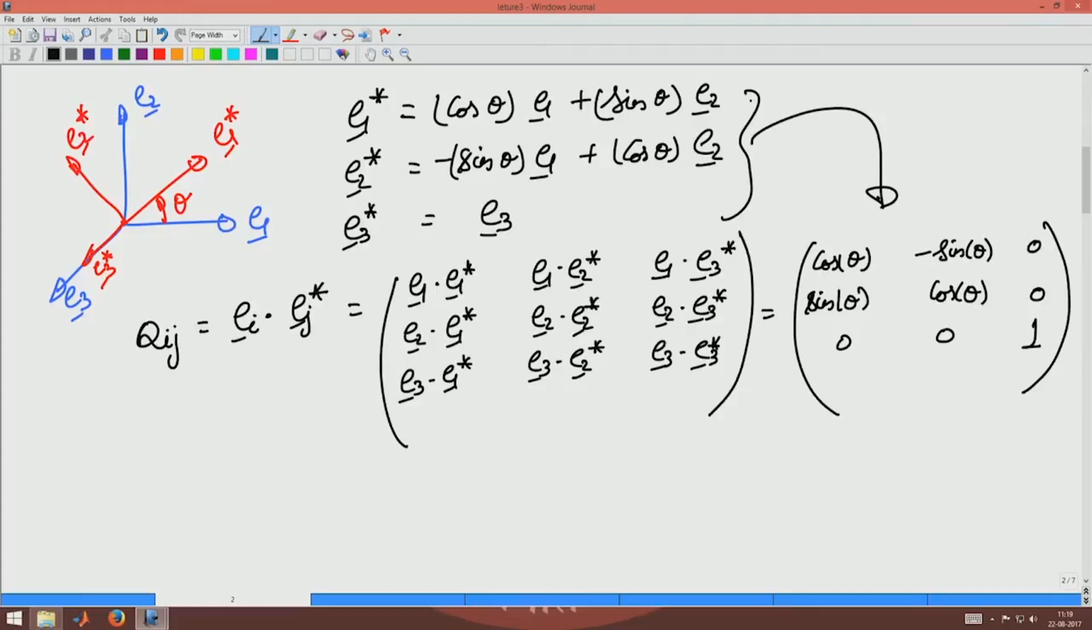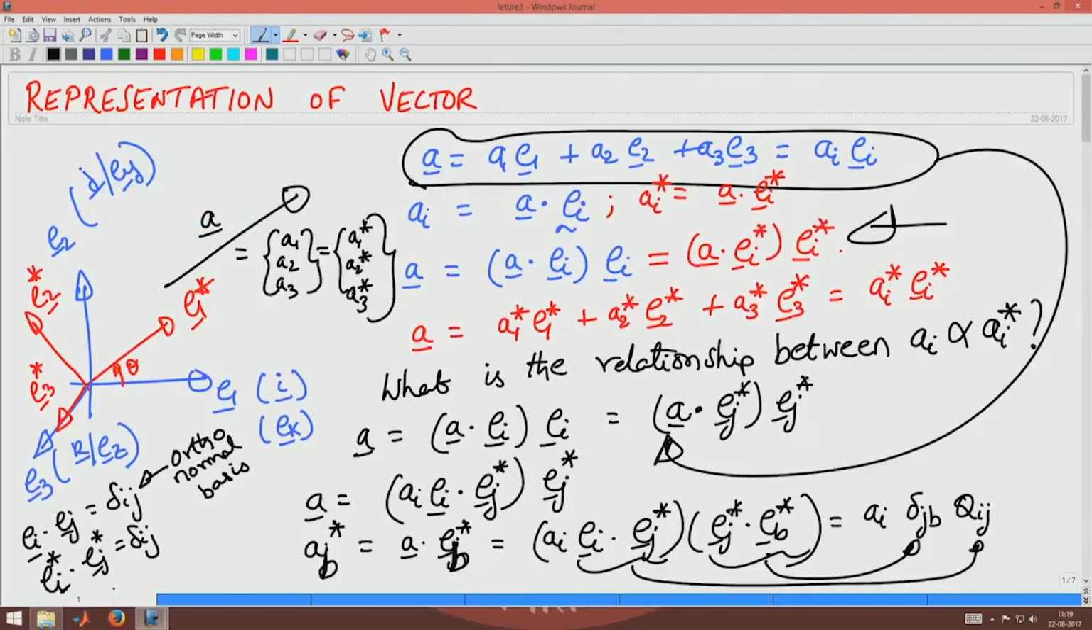So, now going back to our previous equation, AB star is given by this expression. Now, I can simplify this expression further. If J and B are not same, they are going to be 0, right. So, I can replace J with B or B with J. So, let me replace J with B. So, this will be AI QIB, okay, QIB. Now, you can see that there is a problem here.